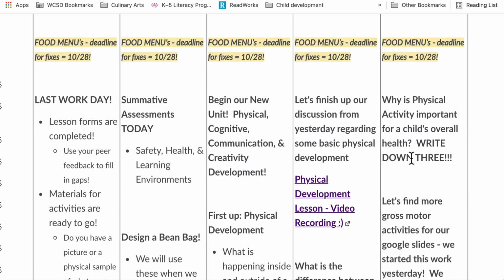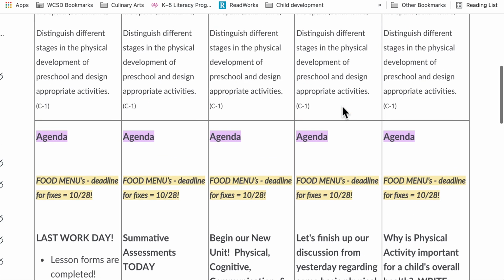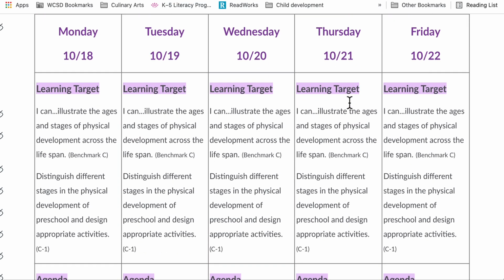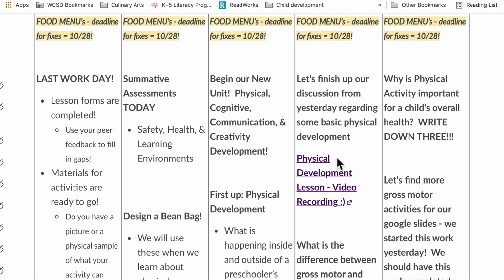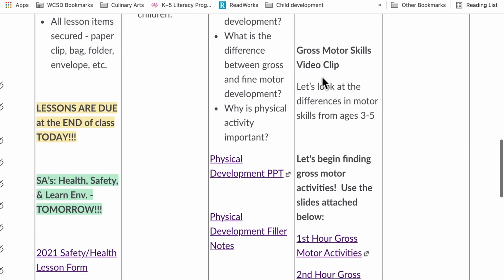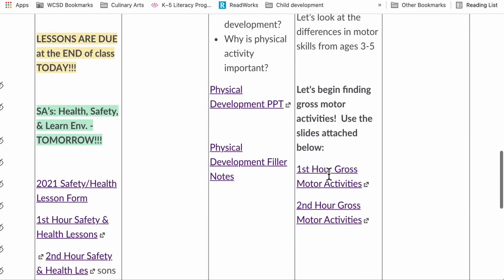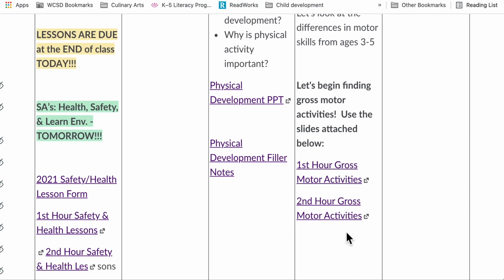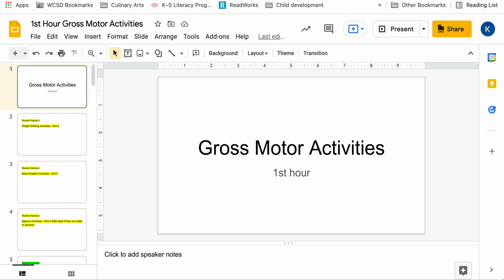So what I'm going to do is I'm going to go back to Canvas. Okay, remember we were on Thursday, and we just finished up our discussion. We just talked about the difference between fine motor and gross motor. We just watched the video clip. Now we're getting into finding activities. So I need you to click into your class period's set of activity slides, and I'm going to click into first hour. So here's first hour, okay?